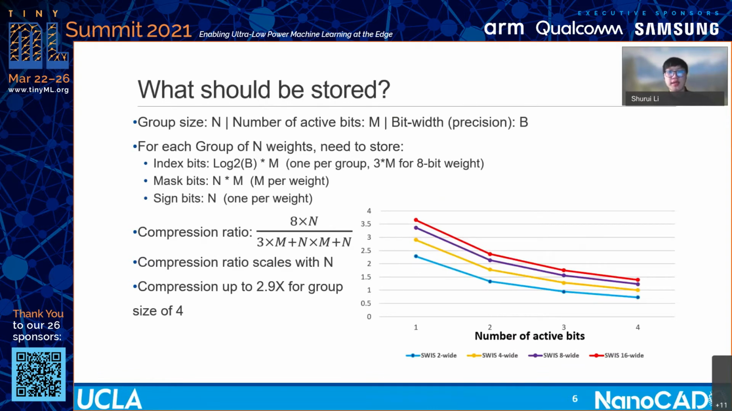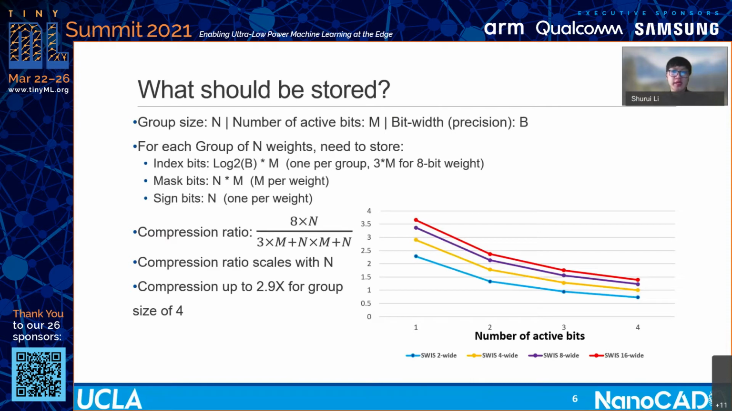So what do we need to store exactly? Assume the group size is n and there are m active bits, with a bit width of b. There are 3 kinds of information that need to be stored. The first one is the index bits, which requires log2(b) times m bits in total, since we need 1 set per group. And for 8-bit weight, it's 3m bits. The next is the mask bits, and we need m bits per weight, so that the total is n times m bits for a group. Lastly, we also need one sign bit per weight, which means n in total, since we process using sign magnitude format.